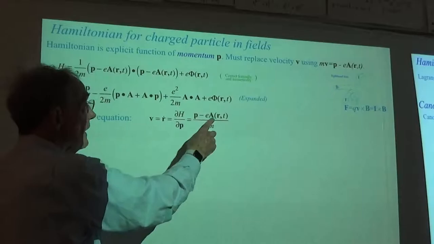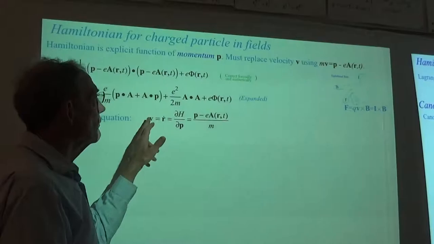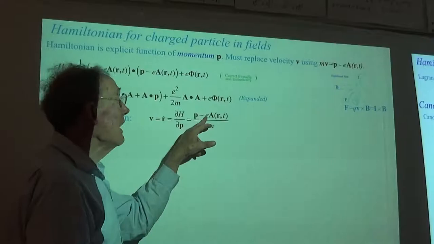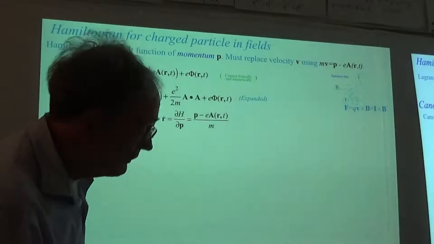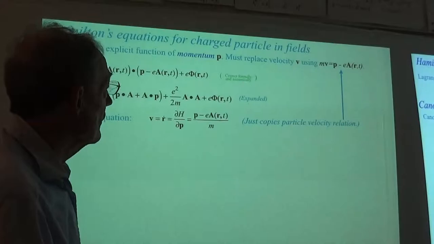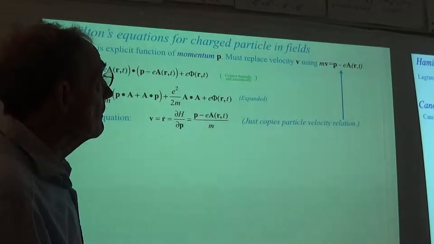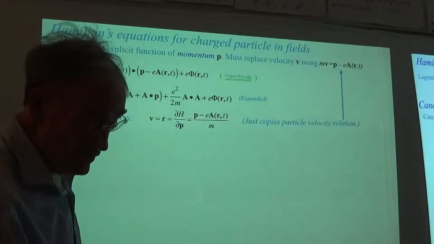So there's a funny expression for velocity. It's not just P divided by M, it's P minus whatever that field is. Somehow the field is changing our mass, really. So this is just copying what we called the particle velocity relation before. Okay, so we got one Hamilton equation out of the way.